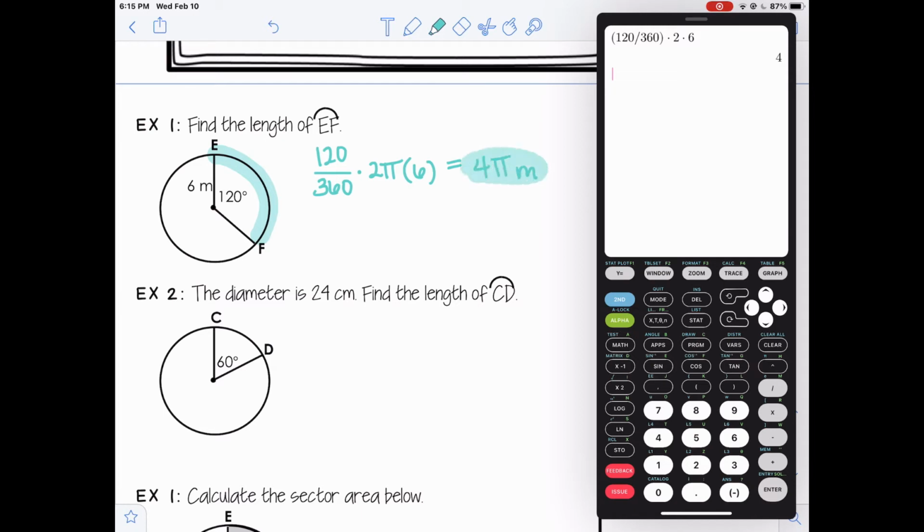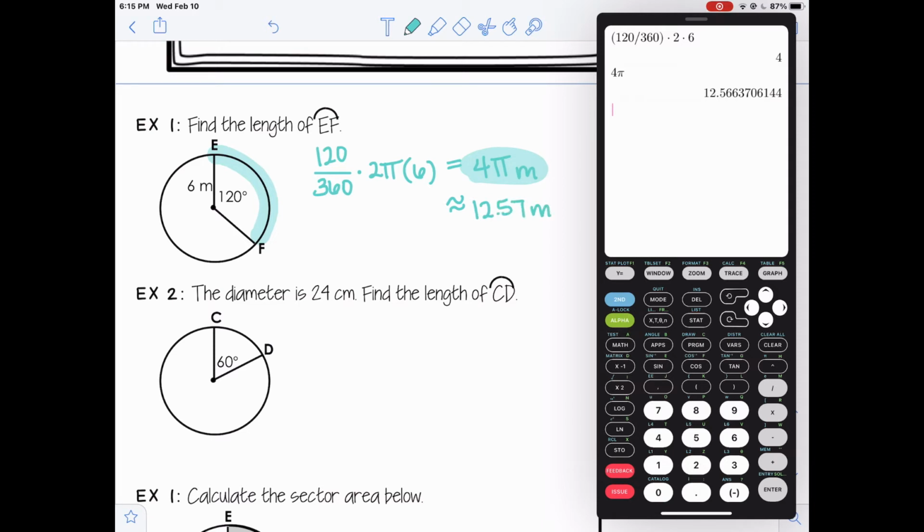Okay, so that's an exact answer. That's typically what we prefer, but you may sometimes be able to round. So if we did round it, we would just type that all in again and then include pi, or just this time do 4 times pi, which gives us about 12.57.